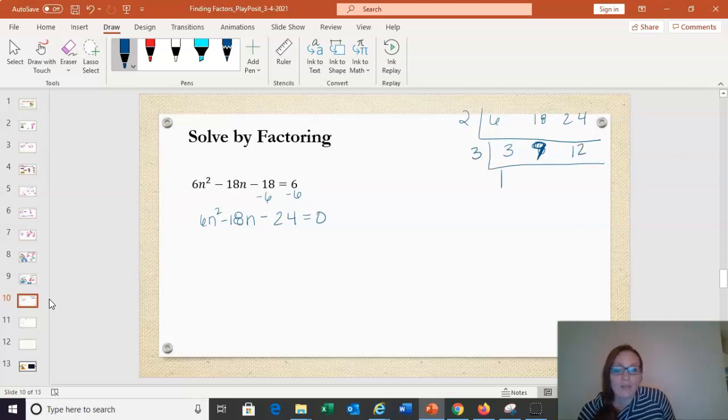Let's try 3. 3 goes into 3 once. 3 into 9 is 3. And 3 into 12 is 4. Cool. So we're done, right? Because we got down to 1. So our GCF is 2 times 3. So we're going to take a 6 out of everything. So we have n squared. And basically the cake can help you. It's these numbers down here that you end up with. That's pretty cool. So 18 divided by 6 is 3n.